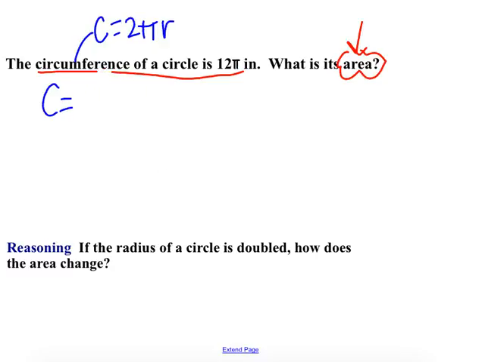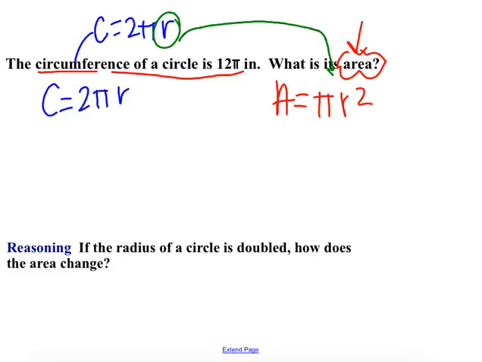Now I'm gonna plug in what I know. Because our goal is to find the area. And we know the area is pi r squared. So I essentially need to use the circumference to figure out what r is, and then plug it into this equation there to find the area. Okay? So first we need to find r.